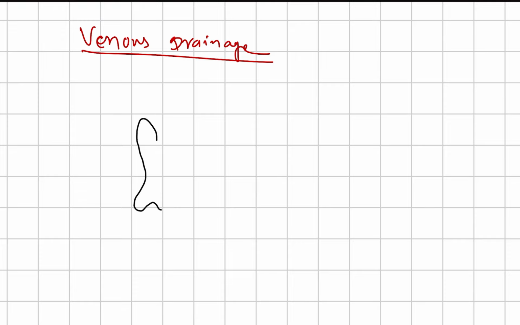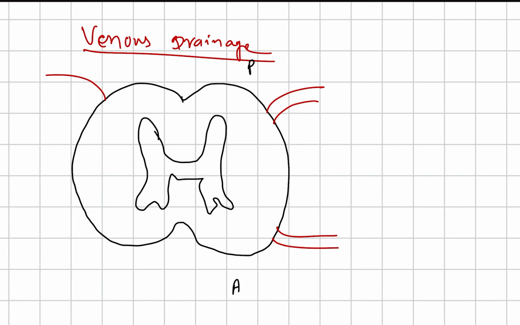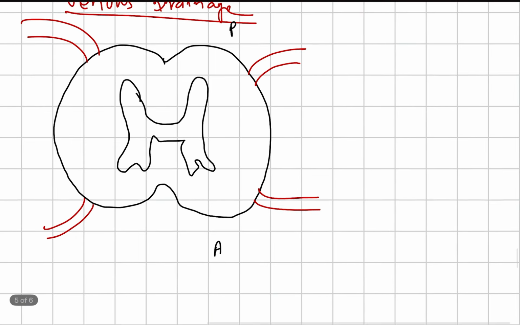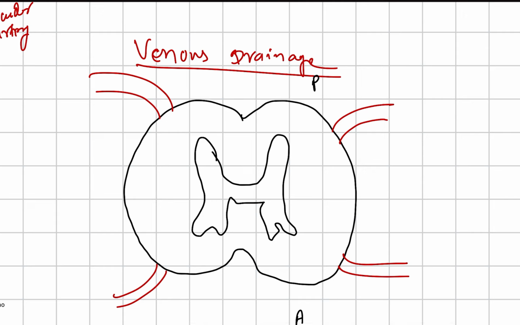This is the butterfly shape, and this is the white matter of the spinal cord. It is anterior, it is posterior. When we look at this image, here is posterior, the dorsal vein, the ventral nerve root, and on the posterior side, in the posterior median longitudinal position, there is a venous canal.